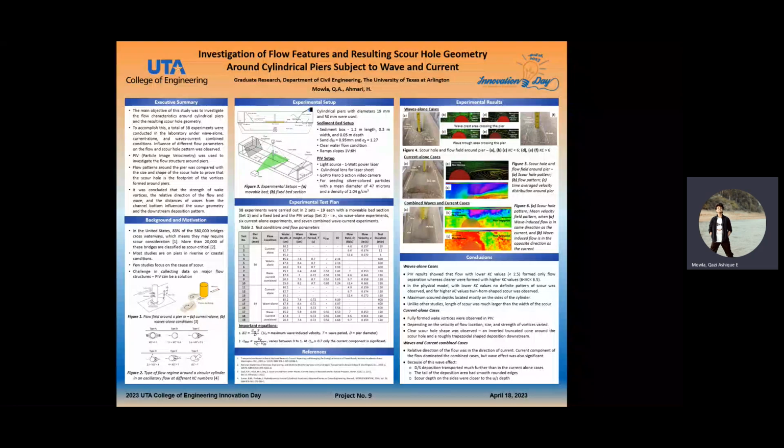In this condition, the scour hole was inverted truncated cone shaped, which we can see in this figure, and the downstream deposition was roughly trapezoidal shaped. A similar figure can be observed for combined wave current cases, and it shows that this flow was current dominated. Along with this direction of flow, these PIV images also support that claim.